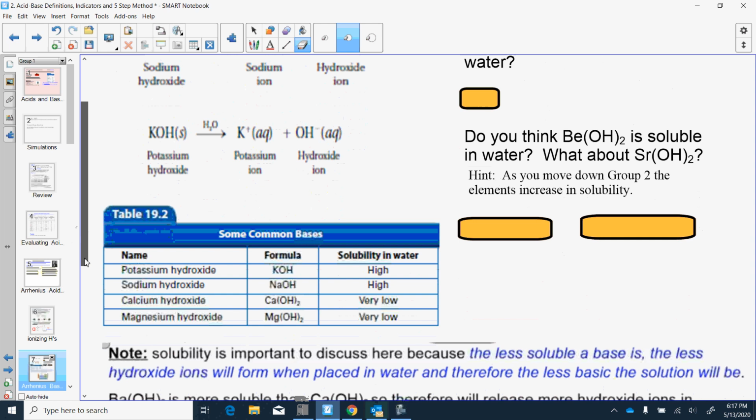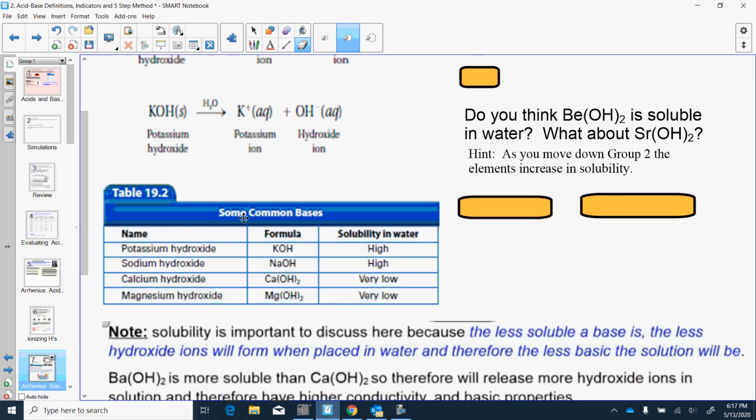So there's a rule that goes along with solubility. We have a solubility chart, and on the back of your periodic table, you can always check to see if your base is soluble or not. The general rule: group 1 bases are always soluble. They're very good. Group 2, not always soluble. Solubility increases as you move down the group.